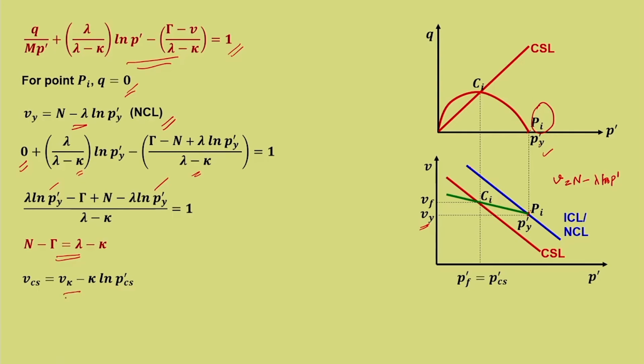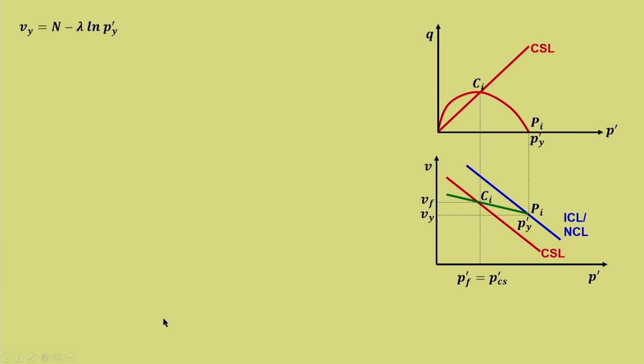Now, for the critical state point, we can write V equals V kappa minus kappa ln p dash cs, this particular point from the loading unloading line. From the critical state line, the same point can be represented as Vcs equal to gamma minus lambda ln p dash cs. Now, substituting these two, we can write gamma minus V kappa is equal to lambda minus kappa ln p dash cs.